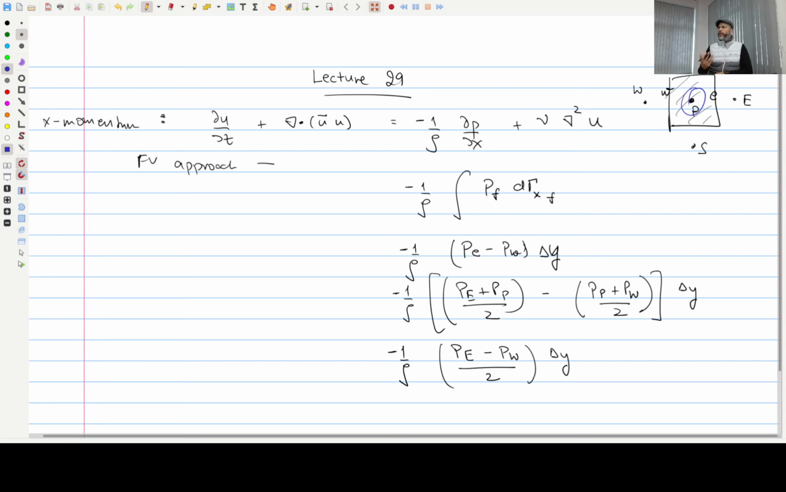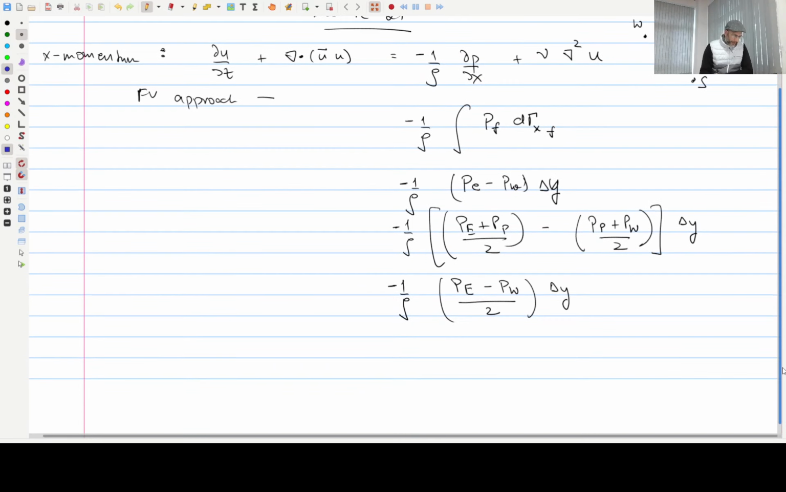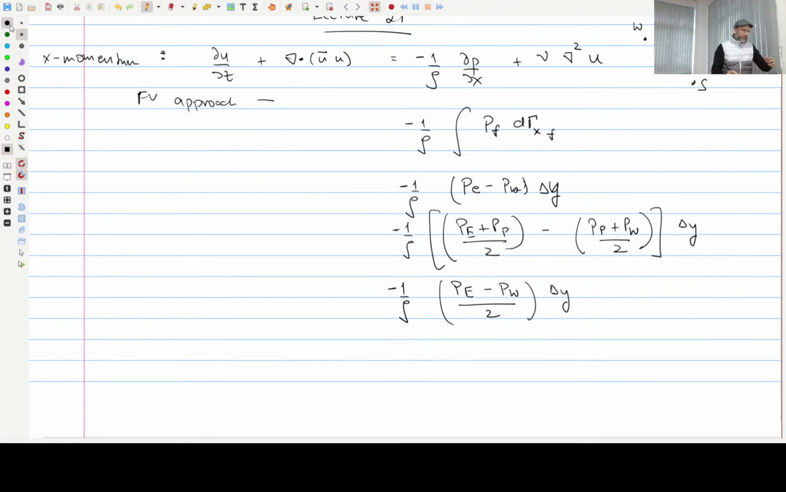So when you do del u by del t, it is written as u at pth node at time n plus 1 minus u at pth node at time n, divided by delta t. So we're talking about the velocity at the pth node, and that's being affected by the pressures at the eastern node and the pressures at the western node. So I'll write some comments here, then we'll discuss them.